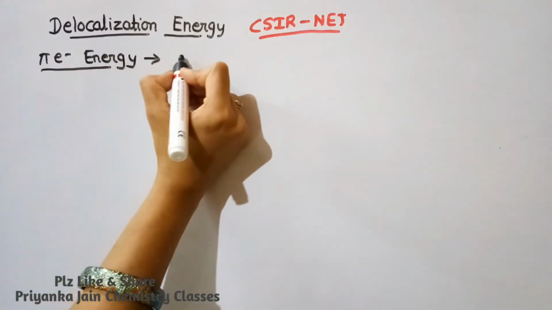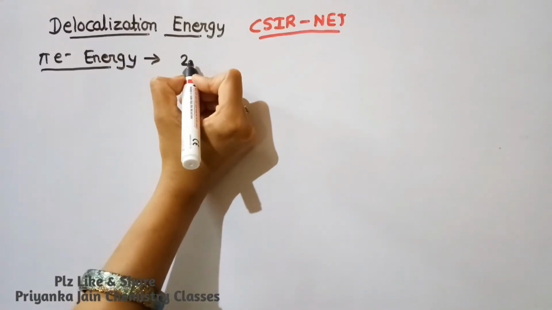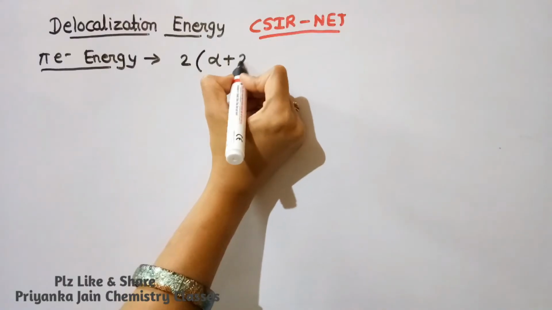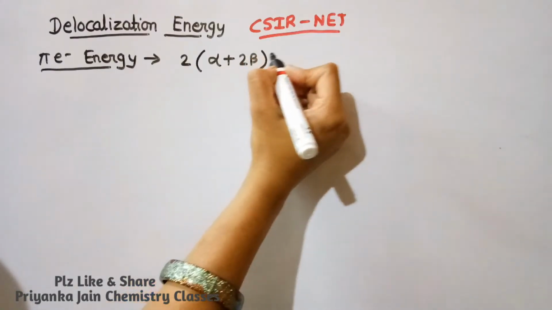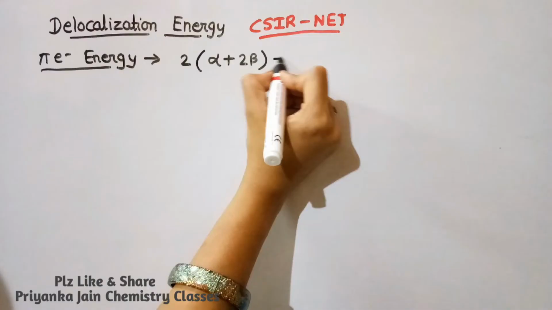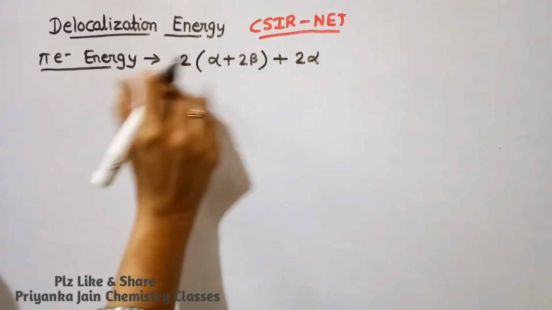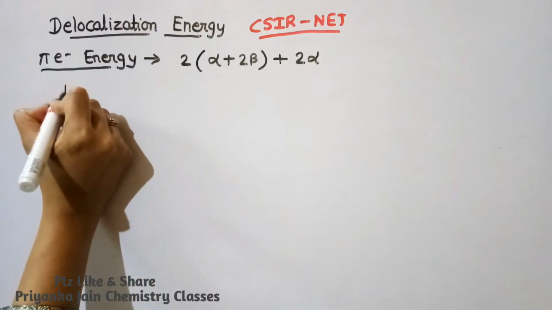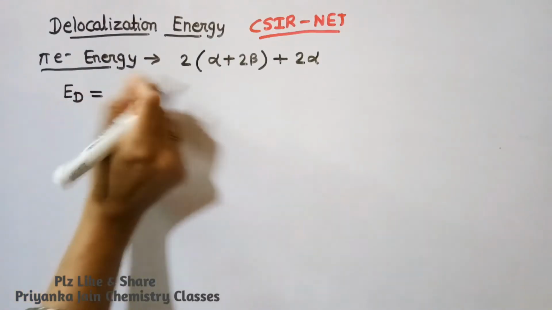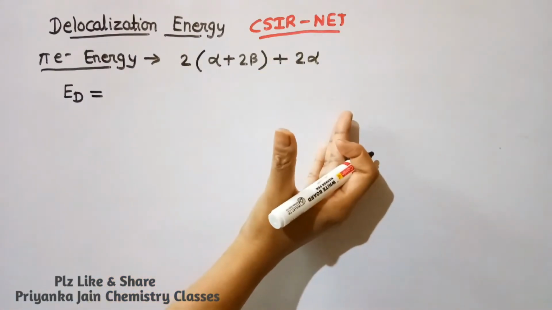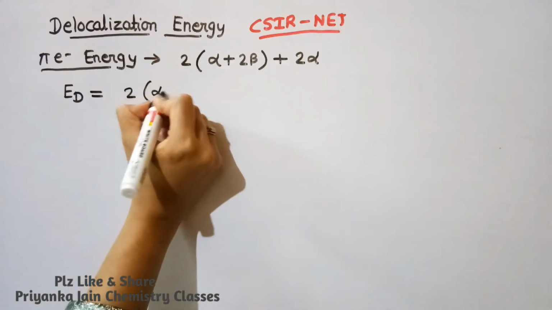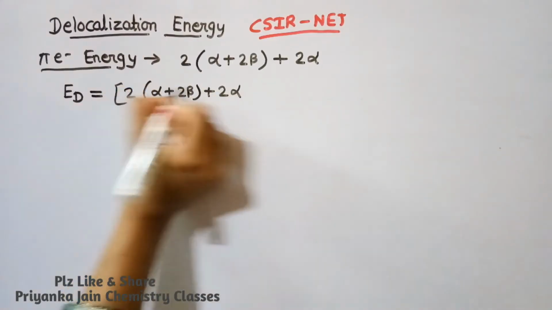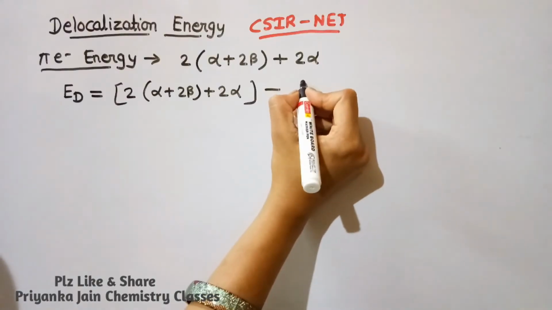We know 2 electrons are present in the alpha plus 2 beta level. So we have to write down here 2 alpha plus 2 beta, and then 2 electrons are present in the alpha level. So this will be the pi electron energy, right? And now we have to find out the delocalization energy. For this we have to subtract this energy from the energy of the 2 isolated bonds. It means 2 alpha plus 2 beta plus 2 alpha. This we have to subtract from the energies of the 2 double bonds.